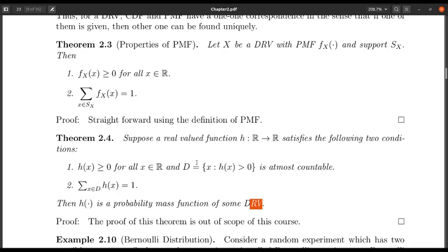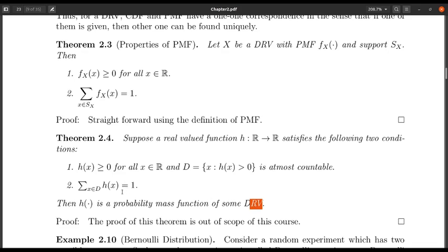Okay, so if a function satisfies two conditions, one, the function is greater than or equal to 0 for all real numbers, and the function is strictly greater than 0 only on some at most countable set, and if I take the sum of the function over that countable set, it turns out to be 1, then that function h is a probability mass function of some discrete random variable. The proof cannot be given here, but this theorem is very helpful because, given a function, we can check whether the function is a probability mass function or not.